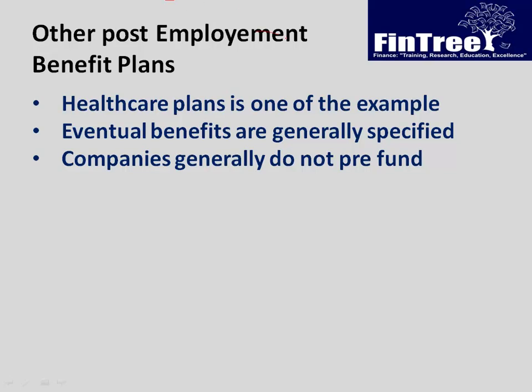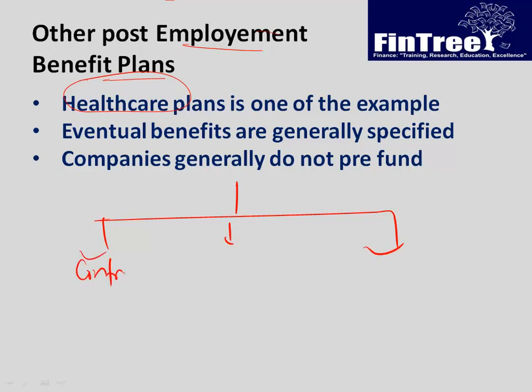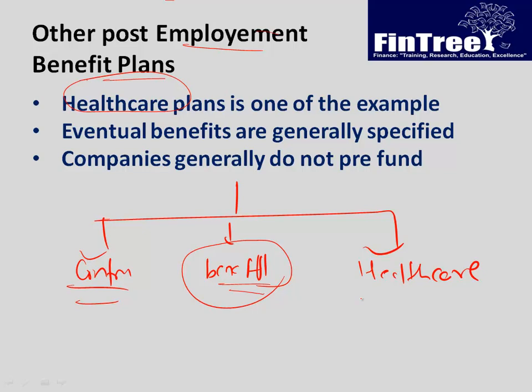And then there is the other category of post-employment benefit plans, which is mostly healthcare. If you have to divide all the post-employment benefit plans into 3 categories, one is defined contribution, the other one is defined benefit, and the last one is for healthcare. In defined contribution, the amount that you're paying is constant. In defined benefit, the amount that you've promised your employees is given, and in healthcare, generally you promise a certain amount of benefits related to healthcare.